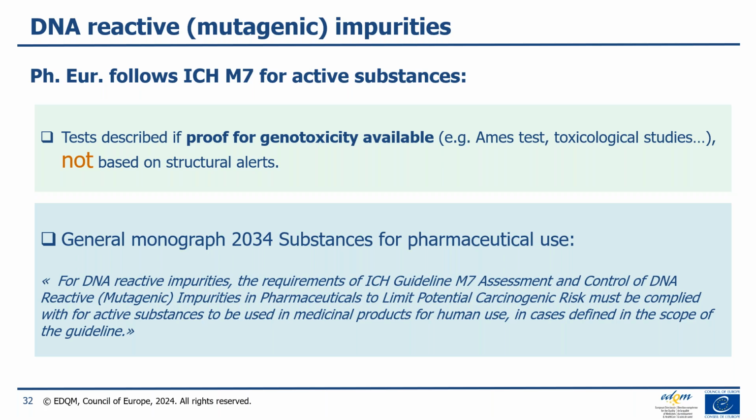An individual monograph might sometimes contain a production section or a test section for the control of mutagenic impurities, and this only if the genotoxicity is proven. And this can be done either by availability of Ames tests, toxicological studies, or any safety assessment reports. Please remember that the structural alerts alone, which can be found by DEREK or other software, are not sufficient to prove the genotoxicity.